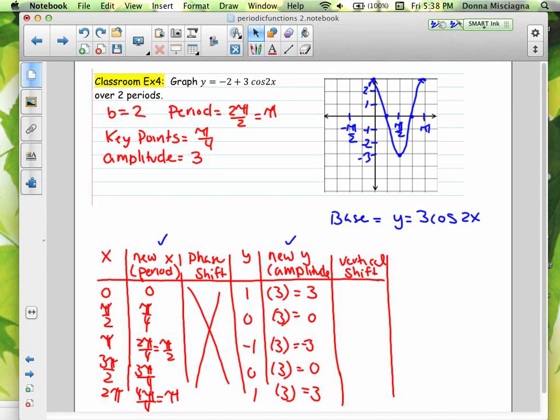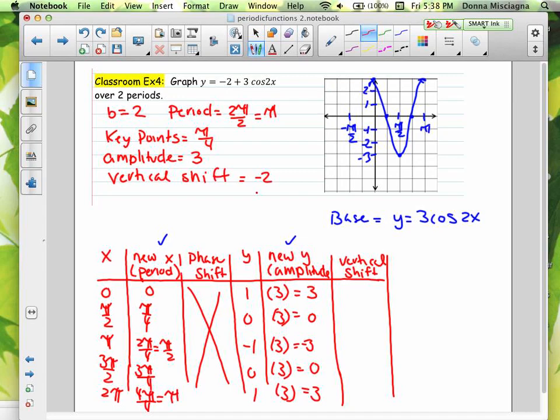All right, so now let's graph our translation. We just have a vertical shift. Our vertical shift is -2, or down 2. So we're going to subtract 2 from all of our values from the amplitude. So 3 minus 2 is 1. 0 minus 2 is -2. -3 minus 2 is -5. 0 minus 2 is -2. And 3 minus 2, of course, is 1.